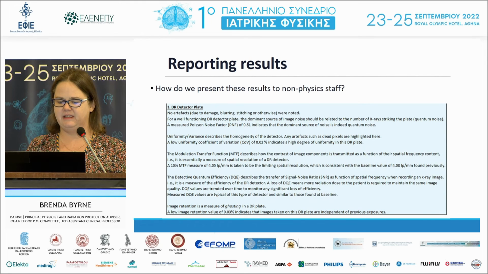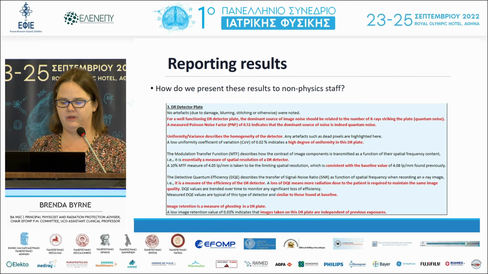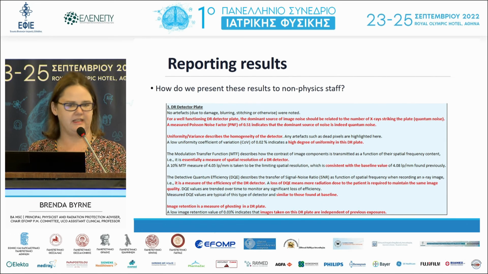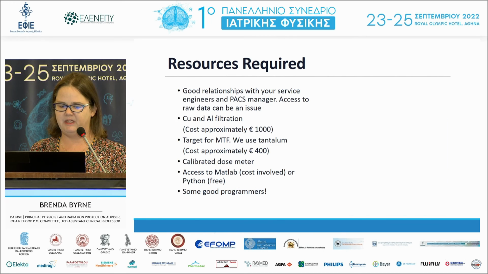So how do we present these results to non-physics staff? We have the summary charts, and then we have some written data, and I've just highlighted in red here the important parts for the radiologist. We mention things like uniformity, we mention the measure of the spatial resolution, and explain to them what it means in simple terms. It's probably a little bit difficult for you to see there, but this is what we include in our reports.